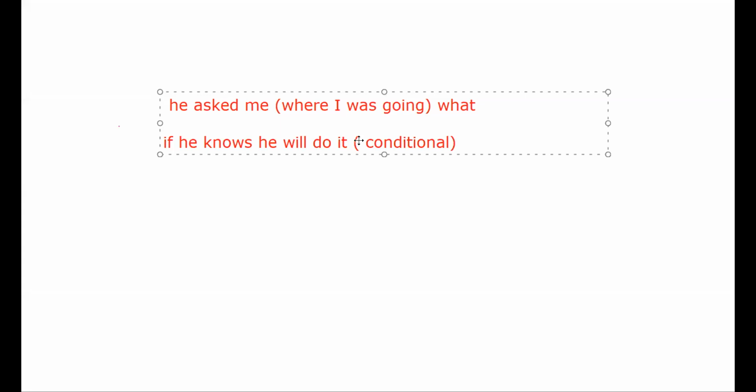Okay. And I told you what to check if it is a conditional. You have to check: this is present, this is future, no problem, combination. If this is past, this should be would plus V1. Yeah, that's what we need to do.